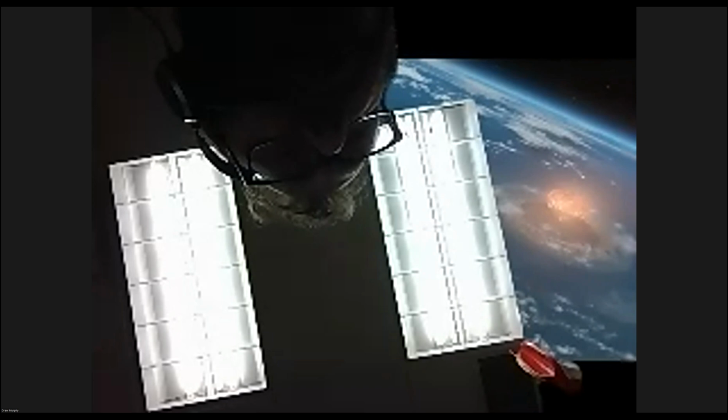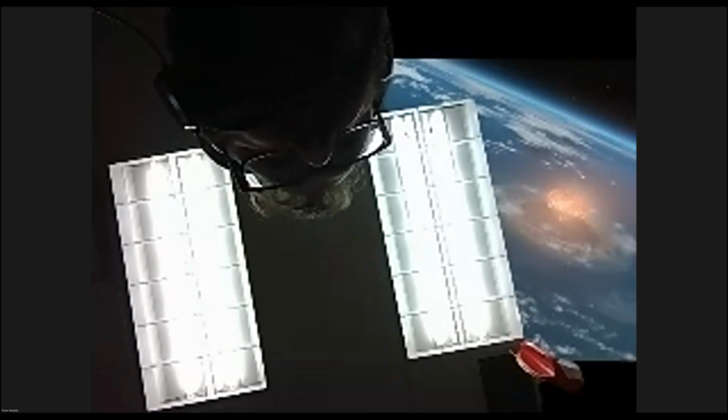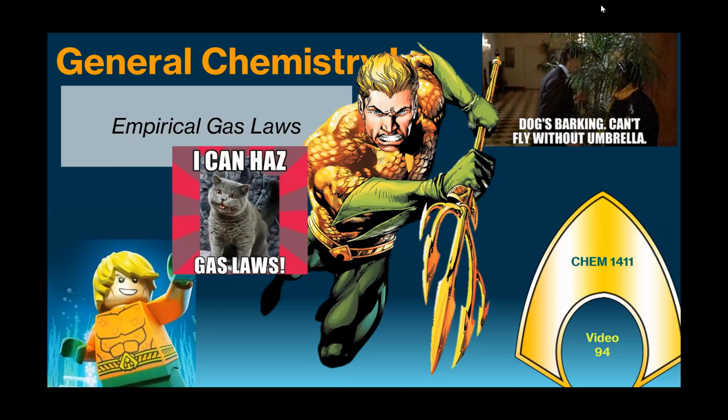All right. What we're getting into with this is let's look at what are known as the empirical gas laws. Empirical means based on experiment. So we're going to be looking at gas laws that were based off of experiments. And again, this is a lot of where chemistry started. So let's dive into it. There are three of these we're going to talk about, but there's probably a bunch of them. We're not going to stress too hard about them as we go.